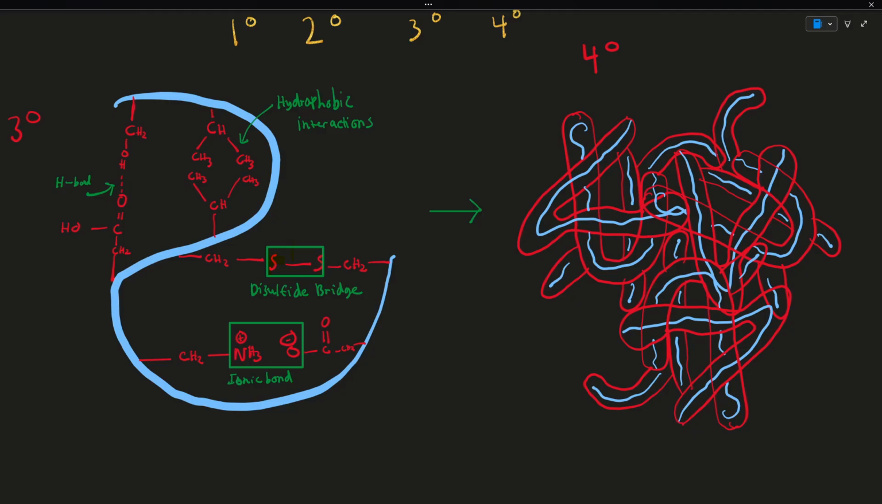And disulfide bridges are favored outside the cell because that environment is more oxidizing. Inside the cell is more reducing due to antioxidants. And for the quaternary structure, this describes interactions between multiple polypeptides. Each polypeptide is a subunit. 2 subunits is a dimer, 3 is a trimer, 4 is a tetramer, and so on.